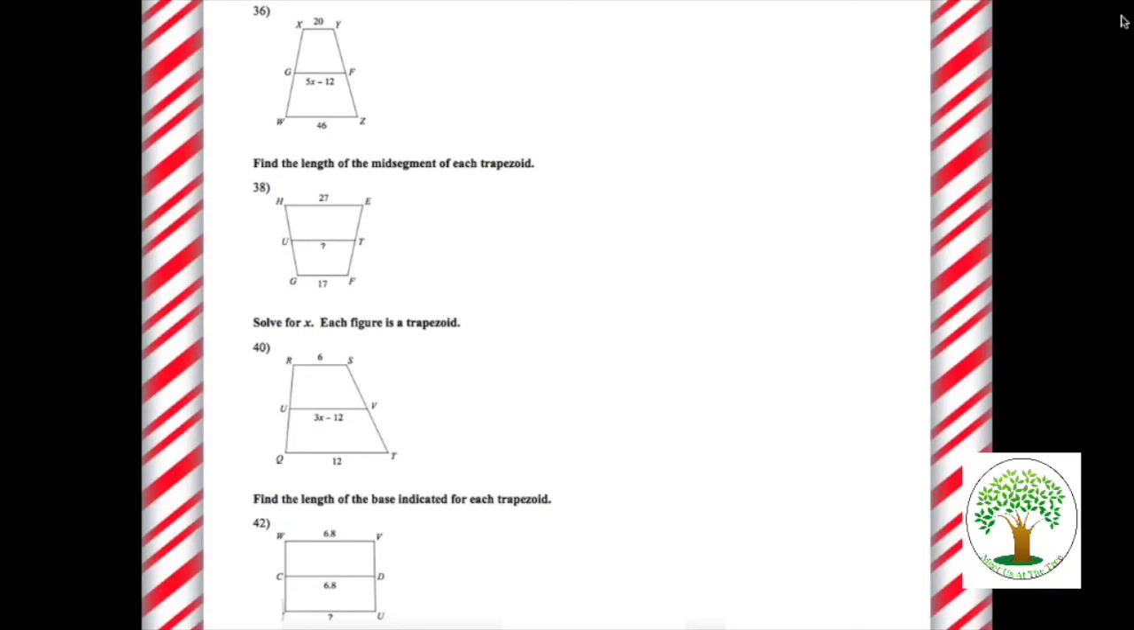All right, so number 36. Tell me the instructions for 36 because I cut mine off. Solve for x in each figure. All right, solve for x. We have all these letters and numbers here. We were told that this length is half the sum of the other. That means that 5x minus 12 is equal to half the sum. What is the sum of 20 and 46? 66. So it's half of 66.